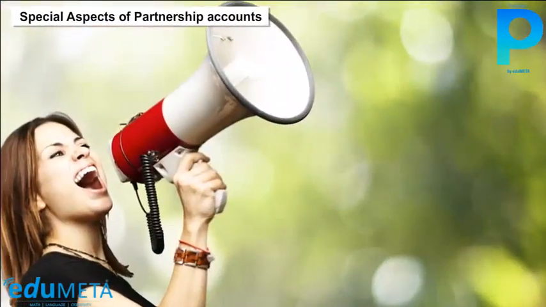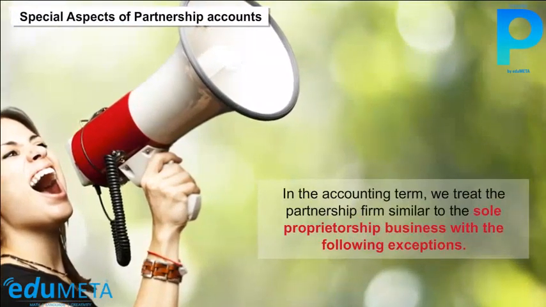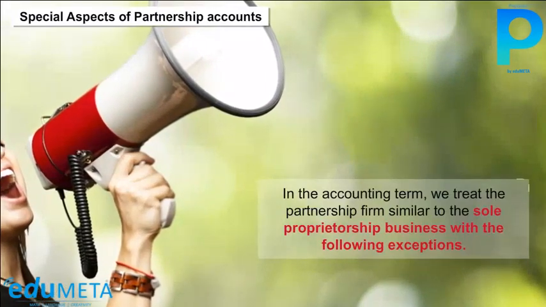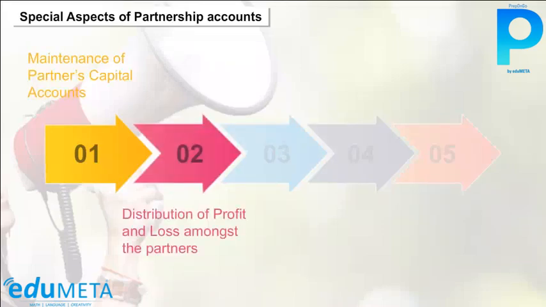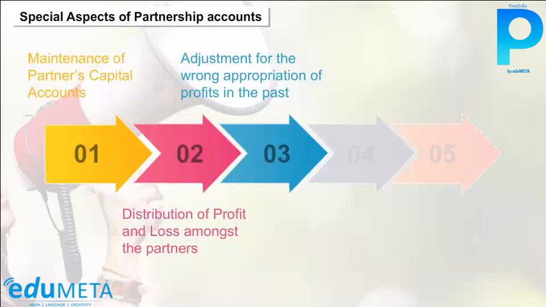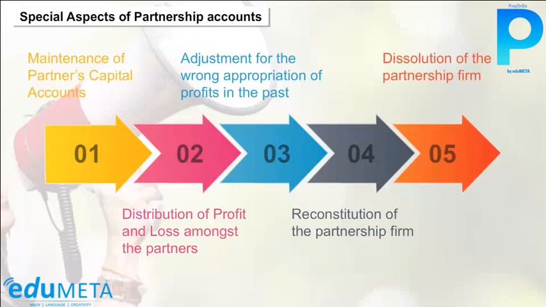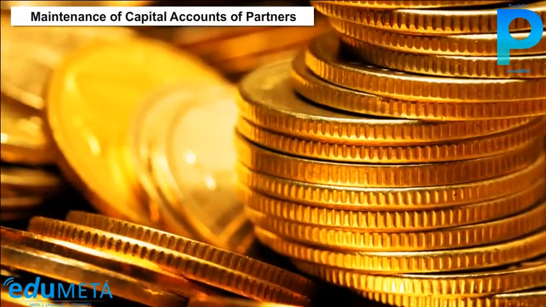Special aspects of partnership accounts. In accounting terms, we treat the partnership firm similar to the sole proprietorship business with the following exceptions: maintenance of partners' capital accounts, distribution of profit and loss amongst the partners, adjustment for the wrong appropriation of profits in the past, reconstitution of the partnership firm, and dissolution of the partnership firm. Maintenance of capital accounts of partners.